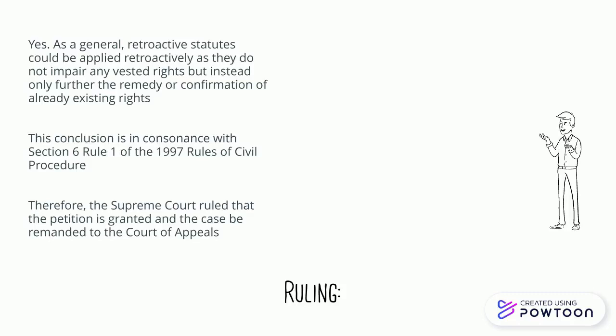Procedural laws are retroactive in that sense, and to that extent, the retroactive application of procedural laws is not violative of any right of a person who may feel that he is adversely affected. Finally, the reason is that, as a general rule, no vested right may attach to nor arise from procedural laws. The conclusion above is also in consonance with Section 6, Rule 1 of the 1997 Rules of Civil Procedure.